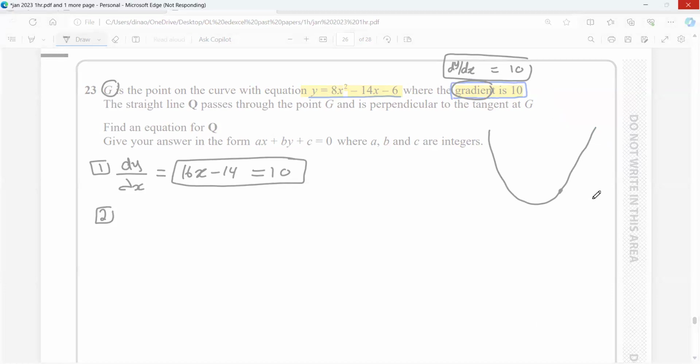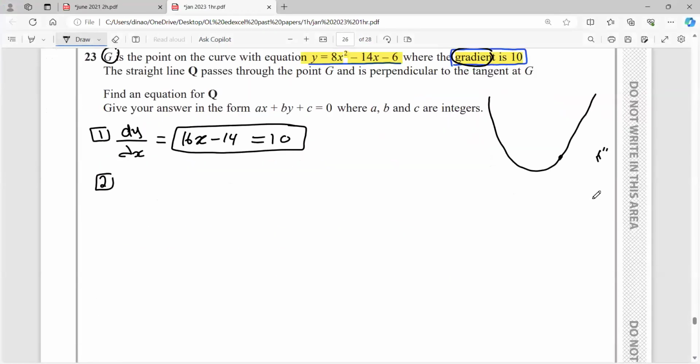Okay, I'm back. Why did I select point G to be here? Because as we said, if I draw a tangent at this part of the curve, it will be a tangent going up, so the gradient is positive, so this makes sense. So this is point G.